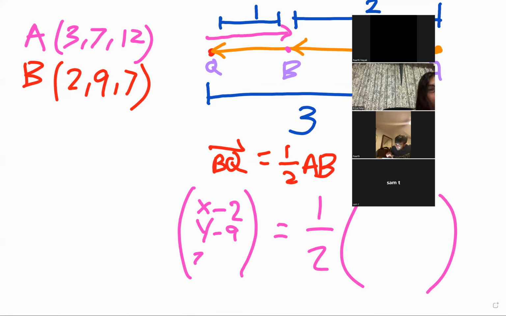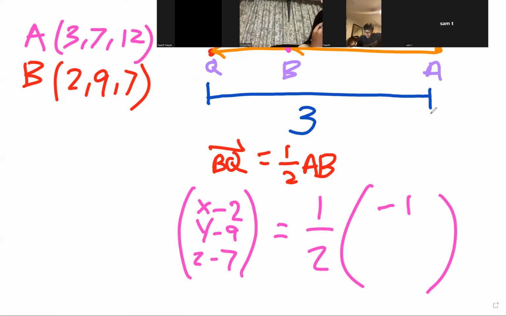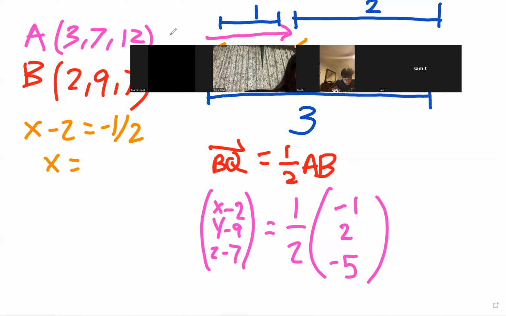And here you do the same thing. So 2 minus 3 is -1, 9 minus 7 is 2, 7 minus 12 is -5. So now that you have these established, you can just simply solve the problem. So first, let's start with x. So x minus 2 equals -1/2. And then that would just mean that x equals 3/2, right? And then you can do y. y minus 9 equals 1, yeah. So y equals 10.